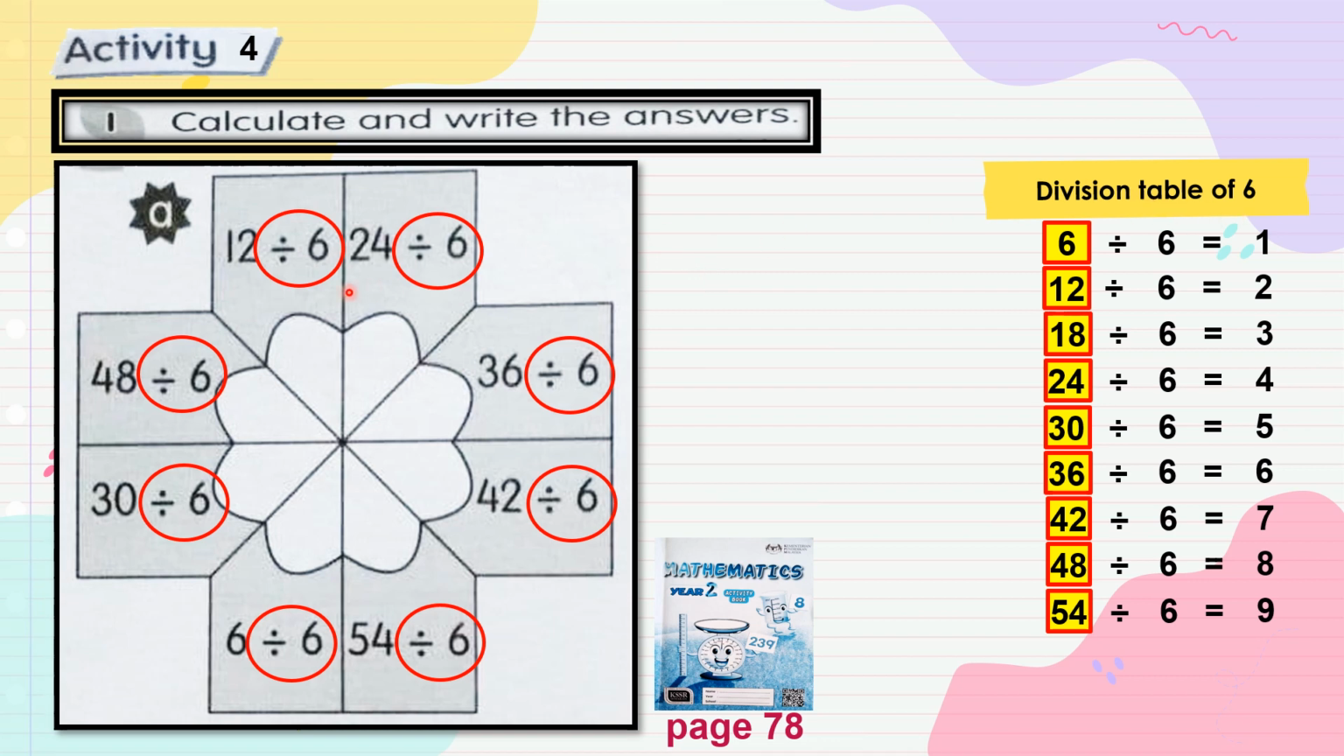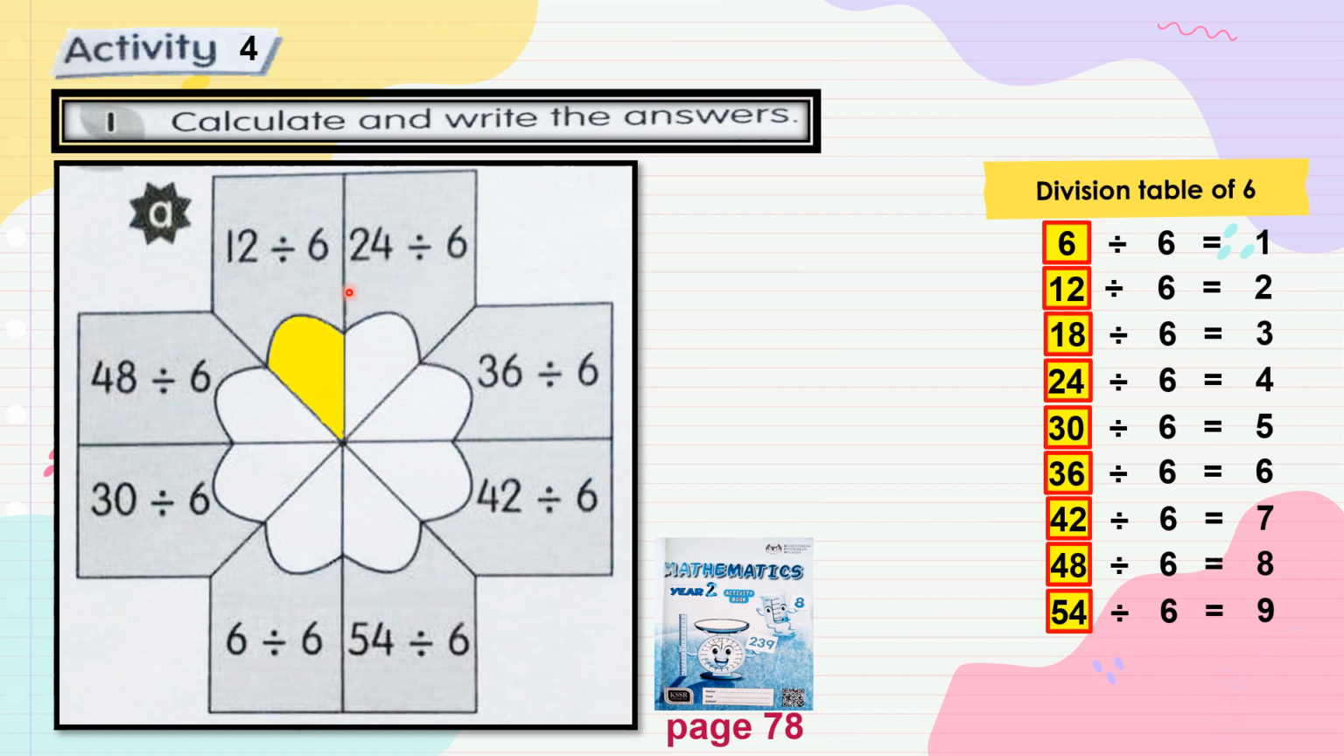Now, let's look at the first question. 12 divided by 6 is equal to. Let's refer your division table of 6. 12 divided by 6 is equal to 2. So the answer is 2.